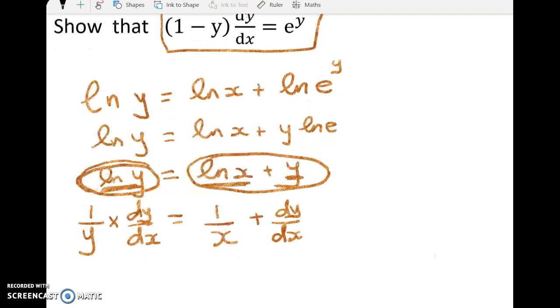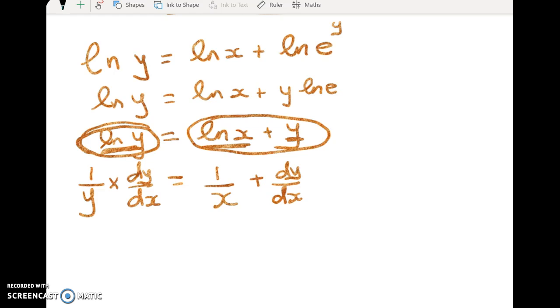So now we can collect up terms. And this is what I get. I get dy by dx times 1 over y minus 1 is equal to 1 over x.